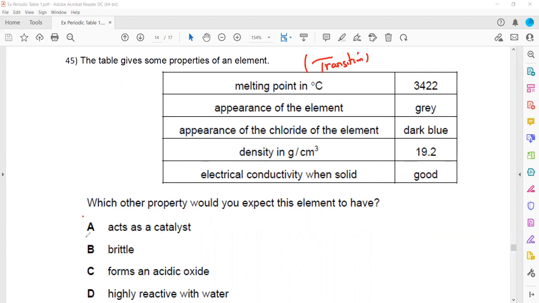Other characteristics: they can act as a catalyst. They are not brittle, they are strong. They don't form acidic oxides, but either amphoteric or basic oxides. They don't react with water easily. They are not highly reactive, whereas Group 1 elements are reactive.